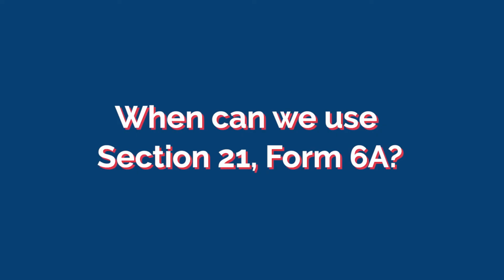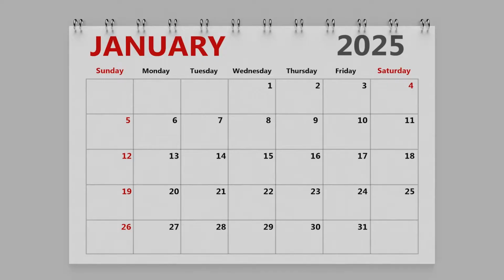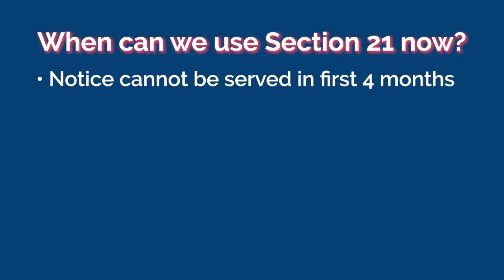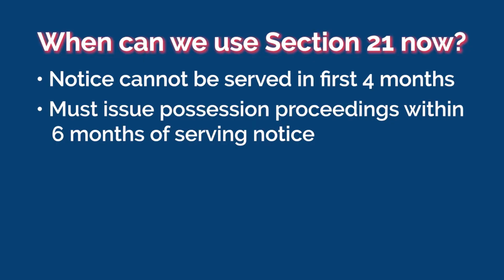When can we use Section 21? So I'm recording this in early January 2025, and these are the rules in place now. The notice cannot be served in the first 4 months of a tenancy. So you have to serve it, which means giving it or sending it to the tenants, at least 4 months after the start of the tenancy. But also, if the tenants don't move out by the date in the notice, the landlord must issue proceedings for an order for possession within 6 months of serving the notice. So don't get caught out by that and serve it too early and then not actually have enough time to issue proceedings before the 6 months expires.